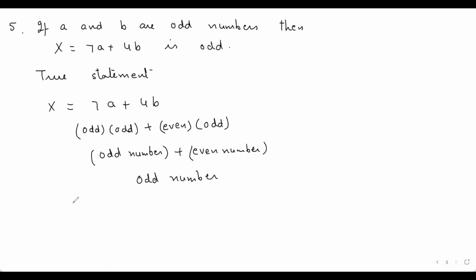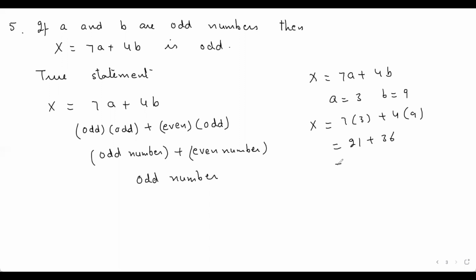So true statement. You can also do it like this. You can also check it with the help of an example. A and B are both odd numbers. Let A is 3 and B is 9. Both are odd. So X can be equal to 7 into 3 plus 4 into 9. This is 21 plus 36. That is equal to 57, and which is odd.